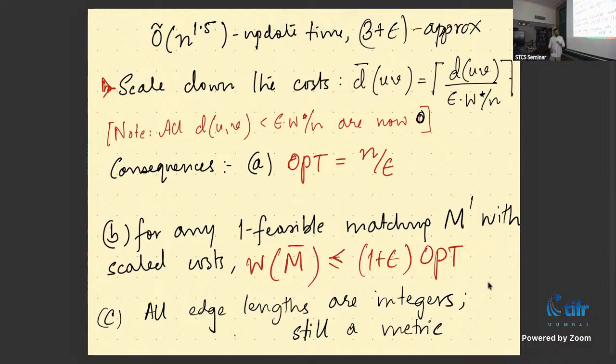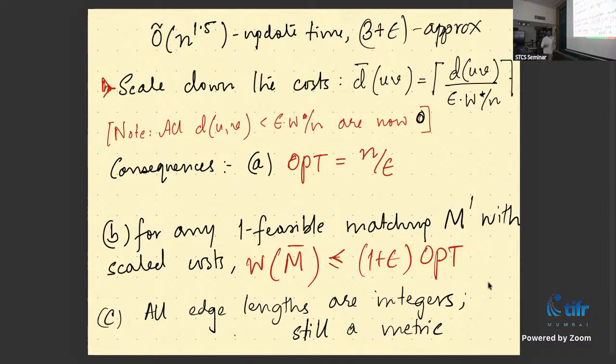And finally, as I said, now it's a little more well behaved because all the distances are integers, but interestingly, I can still prove that they form a metric space, in the sense that they satisfy triangle inequality. Maybe saying a metric space is not technically correct, but what I really want is they should be non-negative and they should satisfy triangle inequality. So these properties still hold under this transformation.